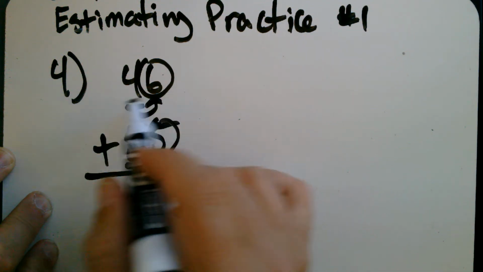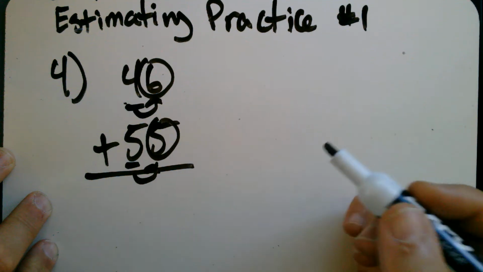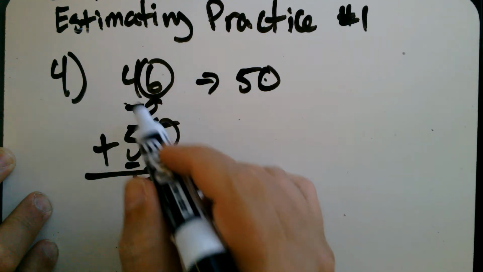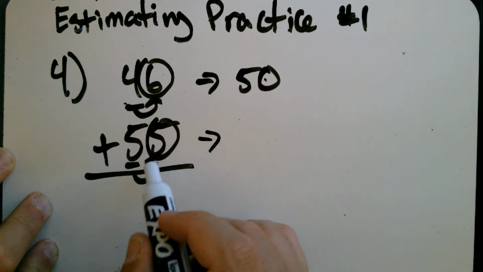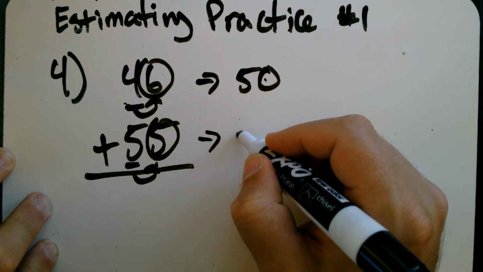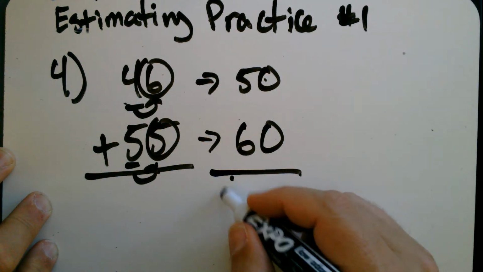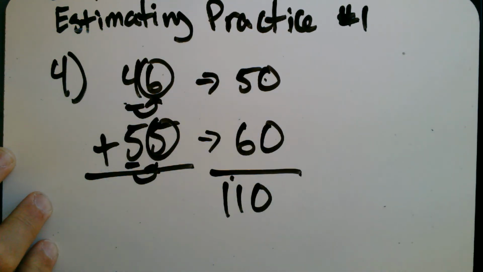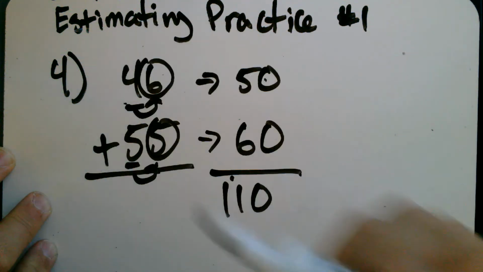So 46, because the 6 is 5 or more, I'm going to make the 4 a 5, so that would round to 50. Remember, we're rounding to the tens place. For 55, because the 5 is 5 or more, I'm going to round up, so 55 rounds up to 60. So we get 50 plus 60 gives us 110. 0 plus 0 is 0, 5 plus 6 is 11. If I'd gone through this, I'm going to have to carry.